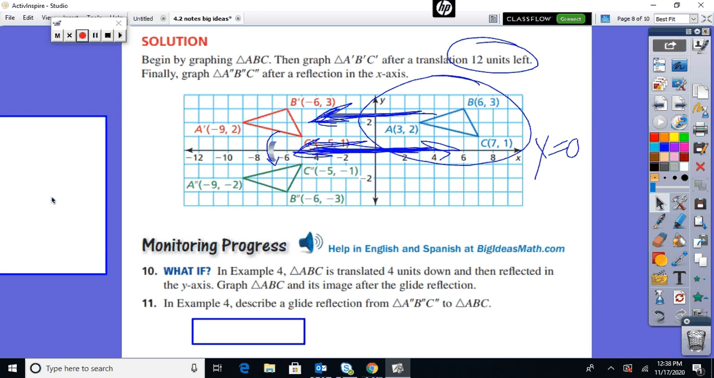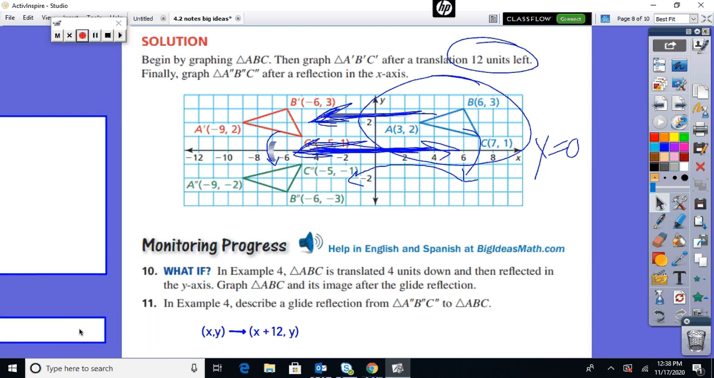All right, the monitor progress. In example 4, ABC is translated 4 units down, then reflected. So no big deal here. This is saying, hey, translate it down here, and then reflect it in the y-axis, which you could do that, no problems.